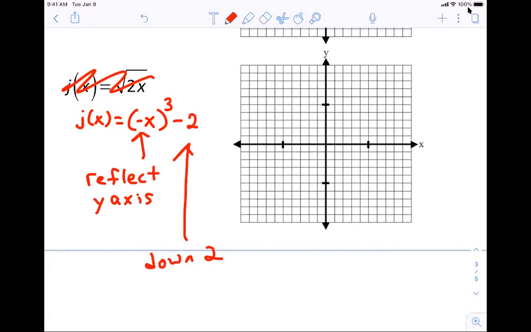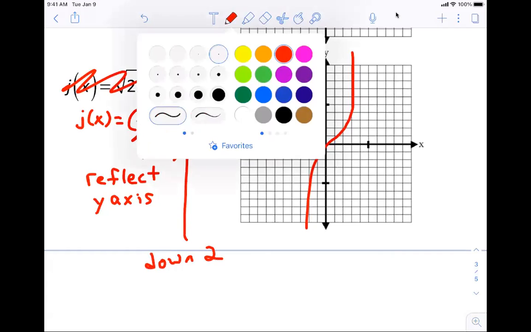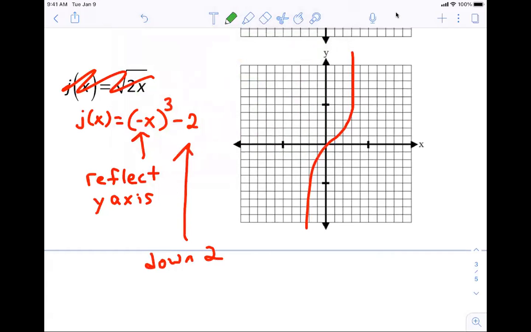So here we go. X to the third looks like that. Okay, now, hopefully you can see this is why it's important to get a basic idea of what our parent functions look like. Reflected over the y-axis now looks like the green graph, so I will erase the red one.